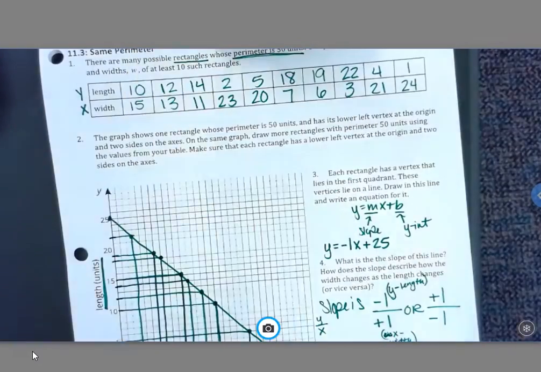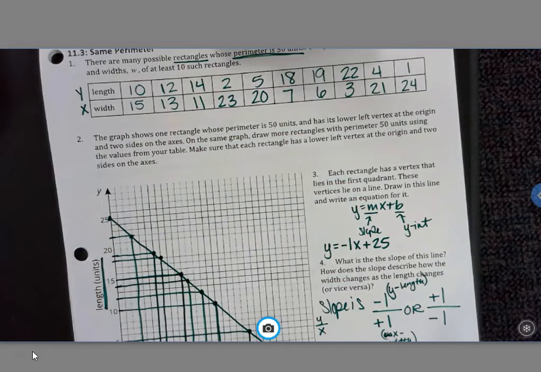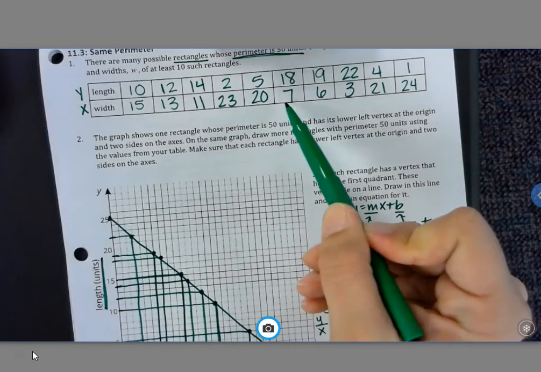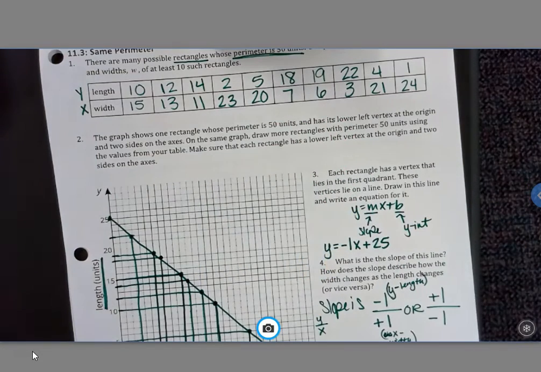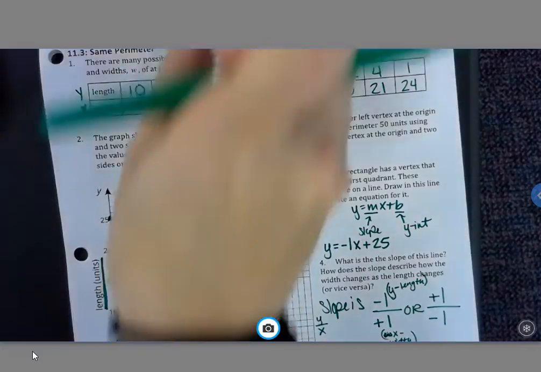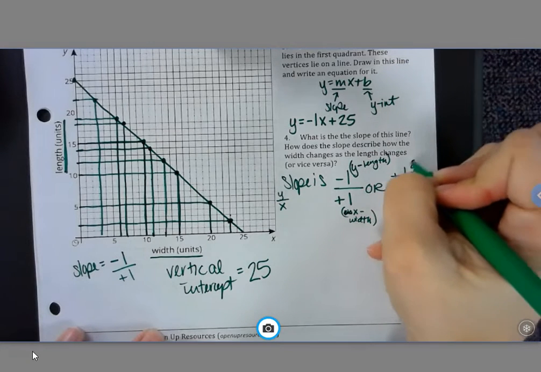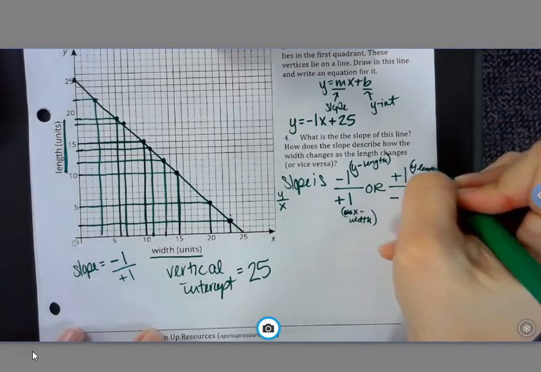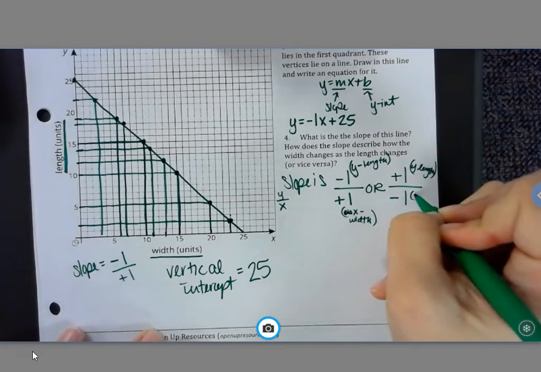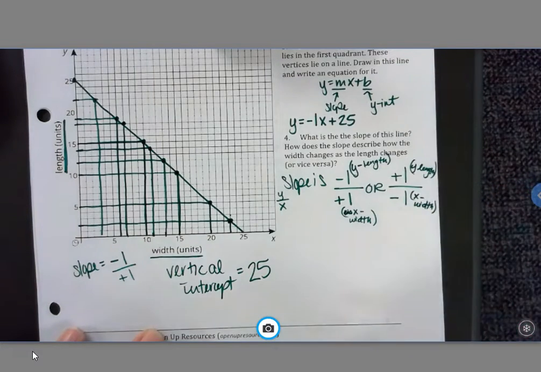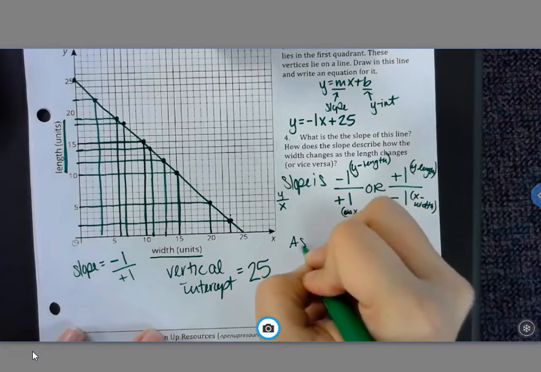And we can prove that up here in our table. If I add 1 to the length, I would have to take 1 away from the width to get my next rectangle. The same thing is true here. If I added 1 to the length, I would have had to take 1 from the width. So that's what our slope means.